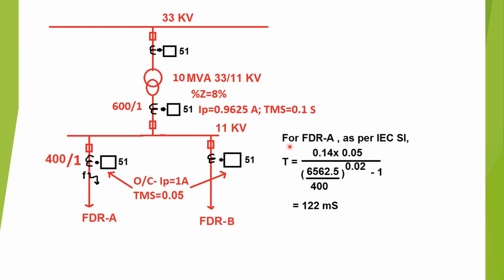Now, as per feeder A, as per IEC standard inverse curve, trip time T is given by 0.14 into TMS, where the TMS provided in the relay is 0.05 second, divided by PSM to the power 0.02 minus 1. So trip time comes as 122 millisecond. So after 122 millisecond, the relay will sense this fault and send a trip signal to the circuit breaker, and the circuit breaker will take another 50 to 60 millisecond. So after 180 millisecond, the fault will be cleared.